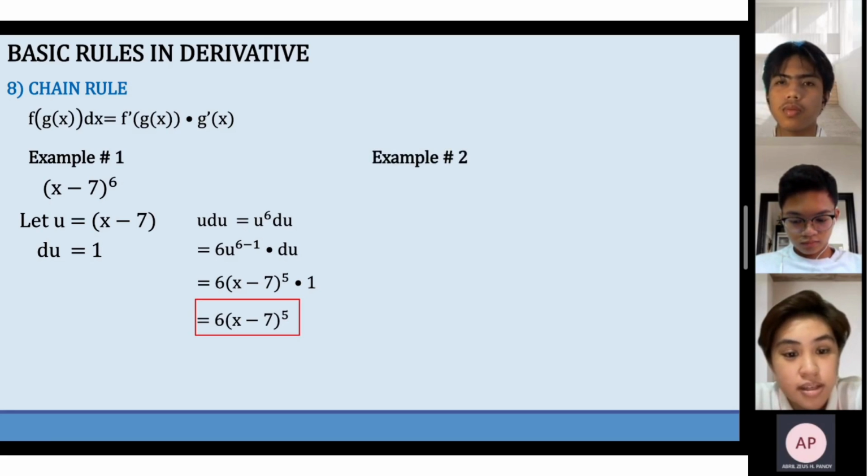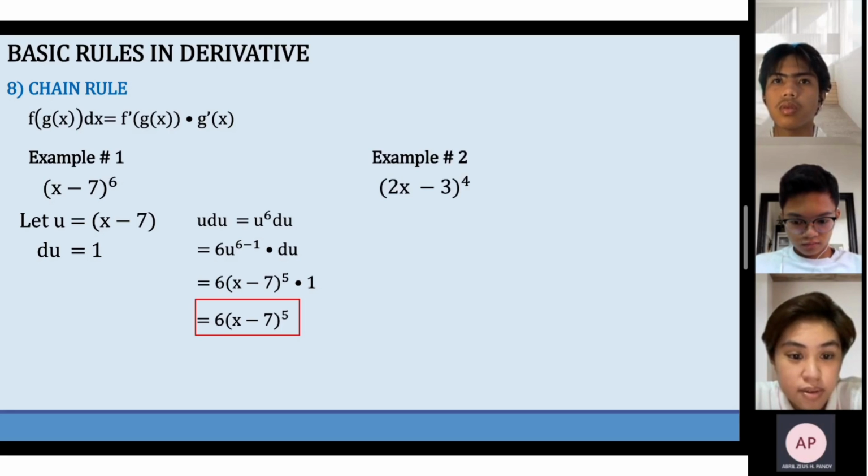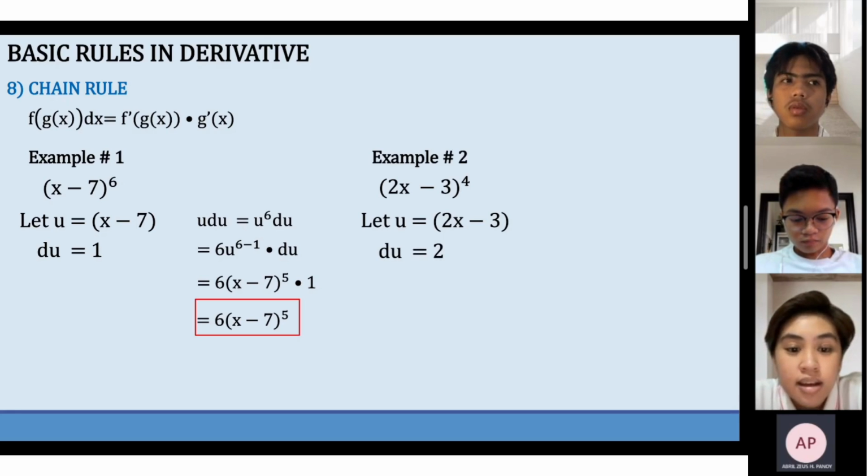So another example is the quantity of 2x minus 3 raised to 4. Again, we will find first the value of u and the derivative of u. So here our u is 2x minus 3, and the derivative of u is 2. So how did we get it? As stated in the identity rule, x is equal to 1. So 2 times 1 is equal to 2. Then the negative 3 from the constant rule is 0. So our derivative is 2.